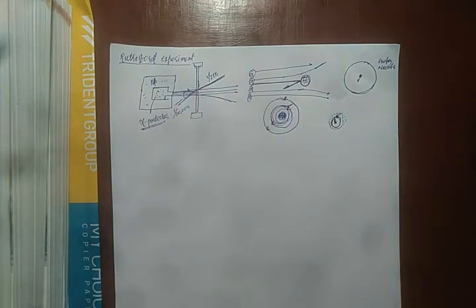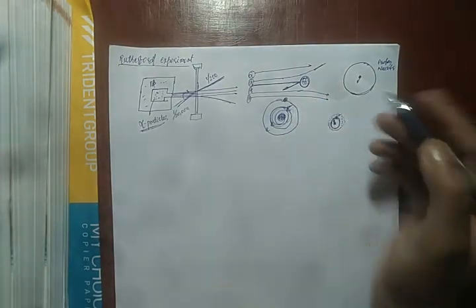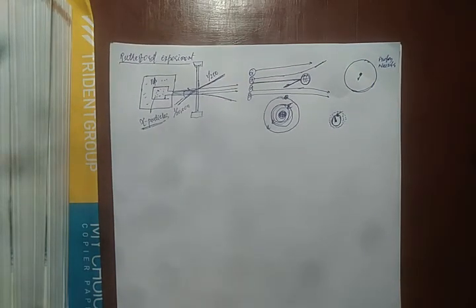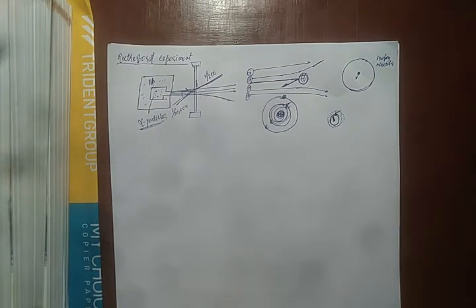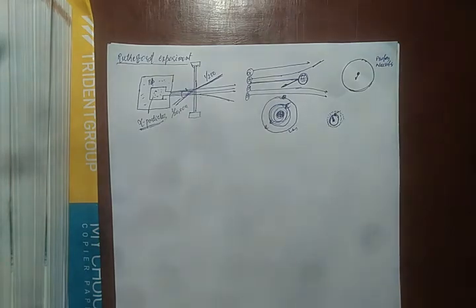Now number two: he has not explained the distribution, that is, it cannot explain the energy and distribution of electrons around the nucleus. Since this theory has failed here, we can say that he has also not properly explained the distribution of electrons and the energy of the electrons. So this was all about the Rutherford experiment.